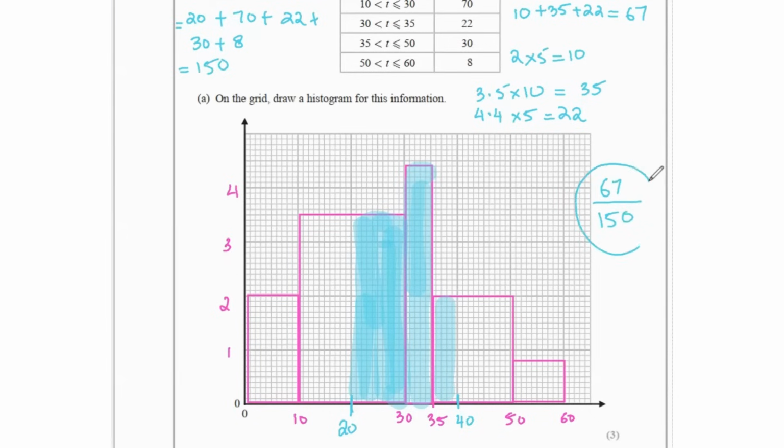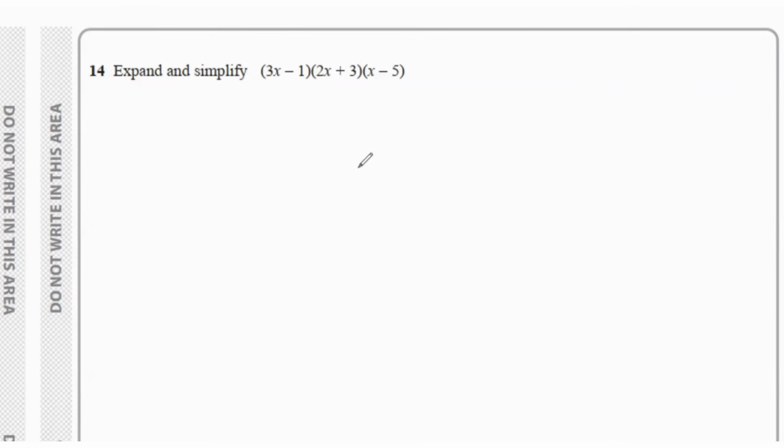And that is our fraction for the people who were between 20 and 40 minutes. Question 14 is expand and simplify.